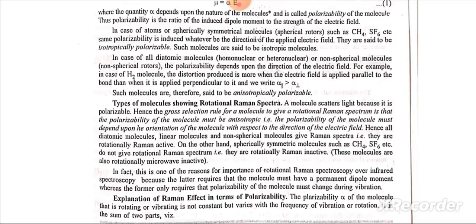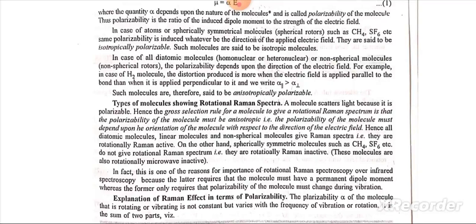Types of molecules showing rotational Raman spectra. A molecule scatters light because it is polarizable. Hence, the gross selection rule for a molecule to give a rotational Raman spectrum is that the polarizability of the molecule must be anisotropic. That is, the polarizability of the molecule must depend upon the orientation of the molecule with respect to the direction of the electric field. Hence, all diatomic molecules, linear molecules, and non-spherical molecules give Raman spectra. They are rotationally Raman active.